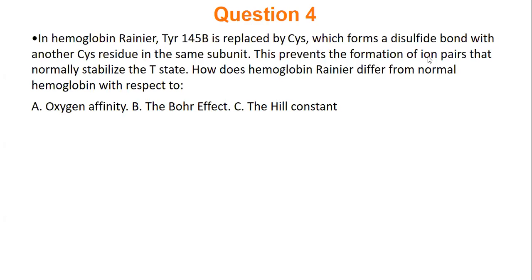All right. So Rainier, before you answer that, it prevents the formation of ion pairs that stabilize the T state. So Rainier is usually, like always, in the R state. So how does that affect things?